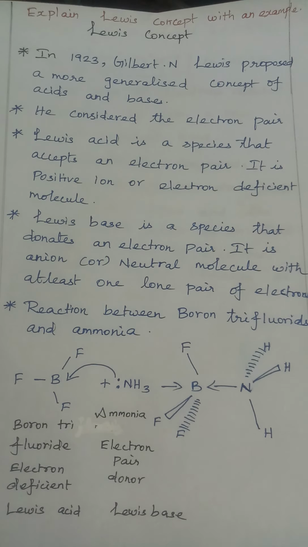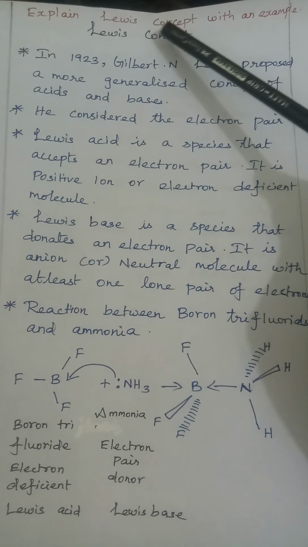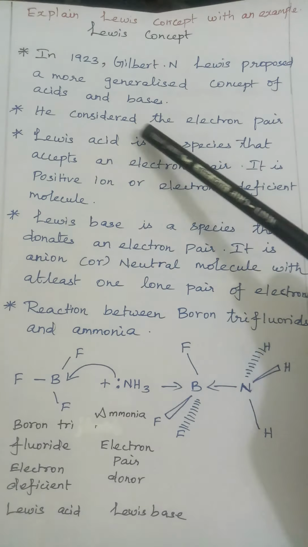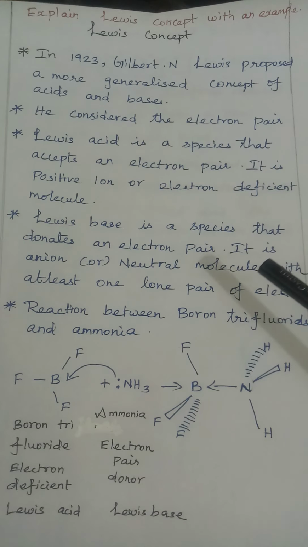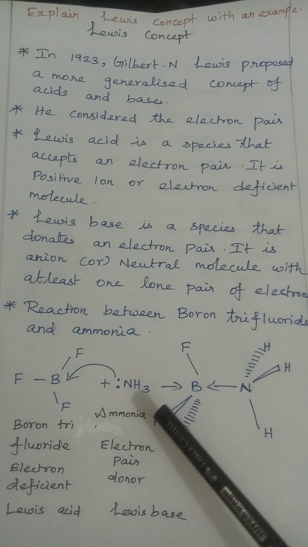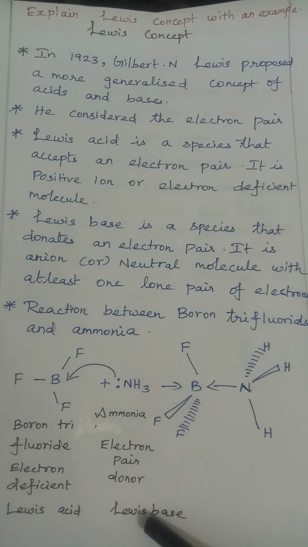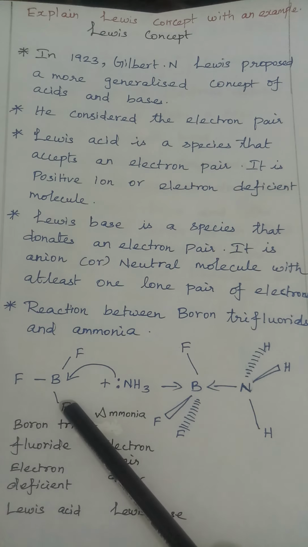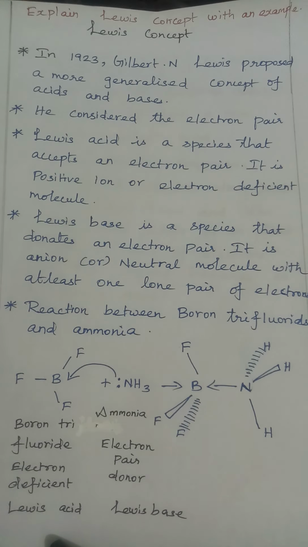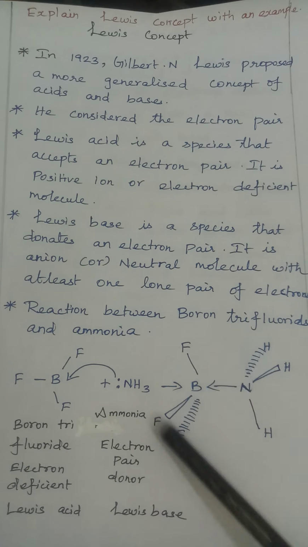Explain the Lewis concept with an example. Lewis concept. The concept of acids and bases was proposed by Lewis. He considered the electron pair. What is meant by Lewis acid? What is meant by Lewis base? Suppose you consider the example, the reaction between boron trifluoride and ammonia. Ammonia acts as a Lewis base. Boron trifluoride acts as a Lewis acid. How to say that? Boron trifluoride combines with ammonia to form a compound.